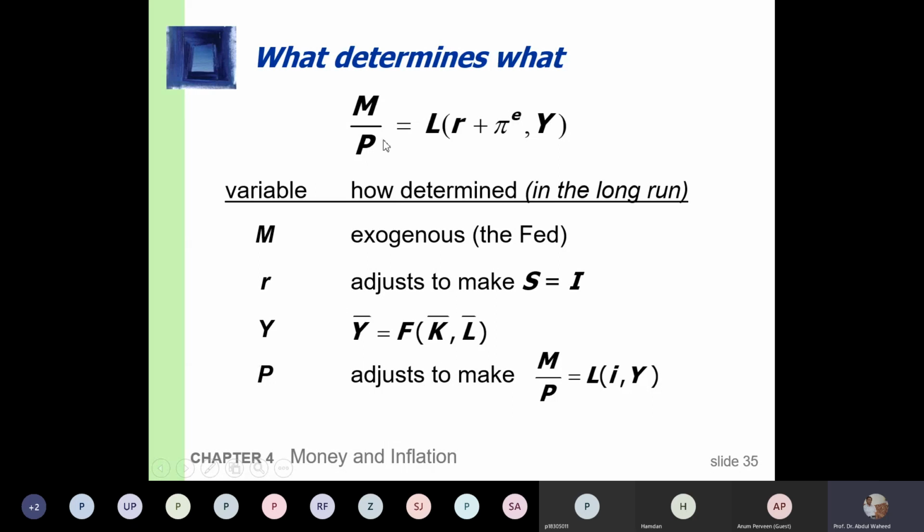So to get the equilibrium, the adjustment factor is the price. Price will adjust to bring equilibrium in the money market. Whenever there is a disequilibrium in this money market, price is the adjustment factor. So price will adjust to make equilibrium in the money market.